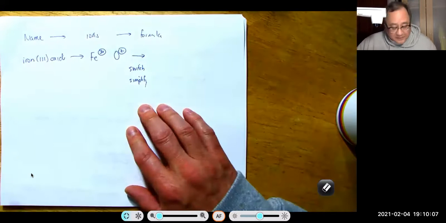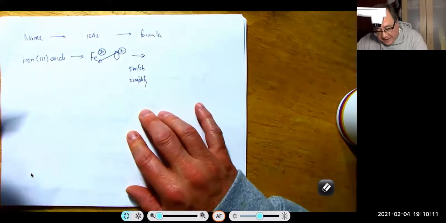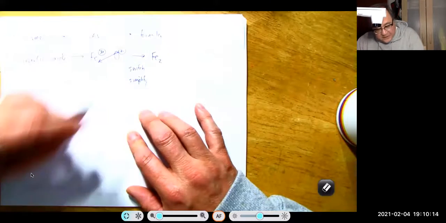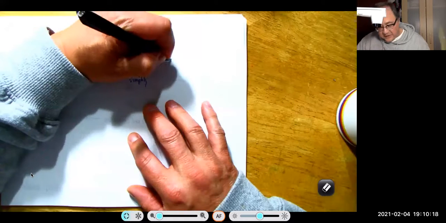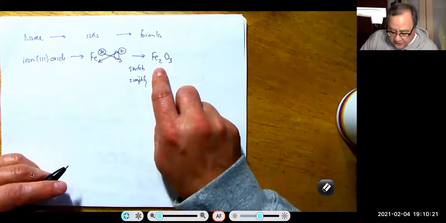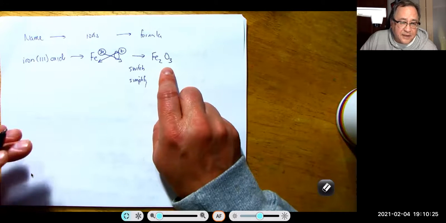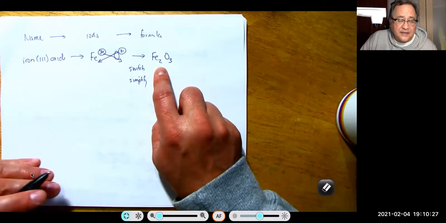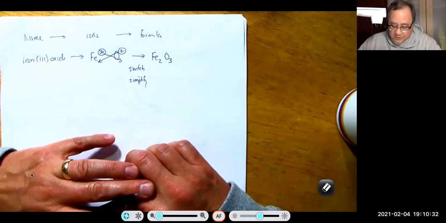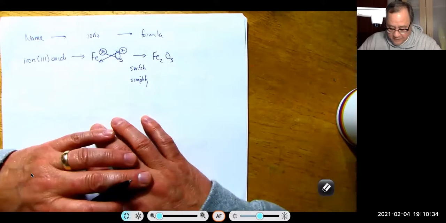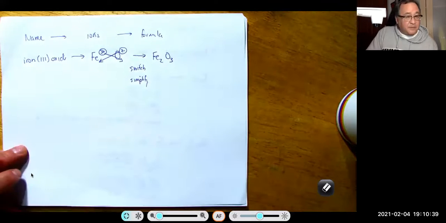So here's what the switch means. This 2 becomes the number of irons that we have. This 3 becomes the number of oxygens that we have. To simplify, you ask yourself, is the ratio of 2 to 3 as simple as it can be, or can I divide something into each of these and get whole numbers and make it simpler? And the answer is this can't be simplified. So this is iron 3 oxide, and I'm going to flip the page over.